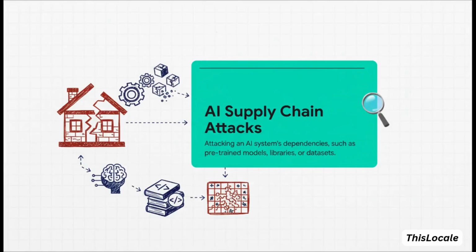And finally, we have AI supply chain attacks. This is kind of like building a house with faulty materials you bought from a supplier. The attack doesn't target your final application, but the foundational components you use to build it. The pre-trained models, the open source libraries, or the datasets you downloaded.